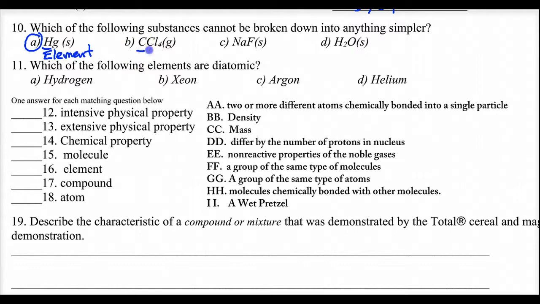These have more than one capital, so this is telling you that these are compounds. This can be broken down into carbon and chlorine. This can be broken down into sodium and fluorine. This can be broken into hydrogen and oxygen. They have more than one element in their what? Molecules. This is just mercury. Can't break mercury down into anything simpler. Element is the answer.